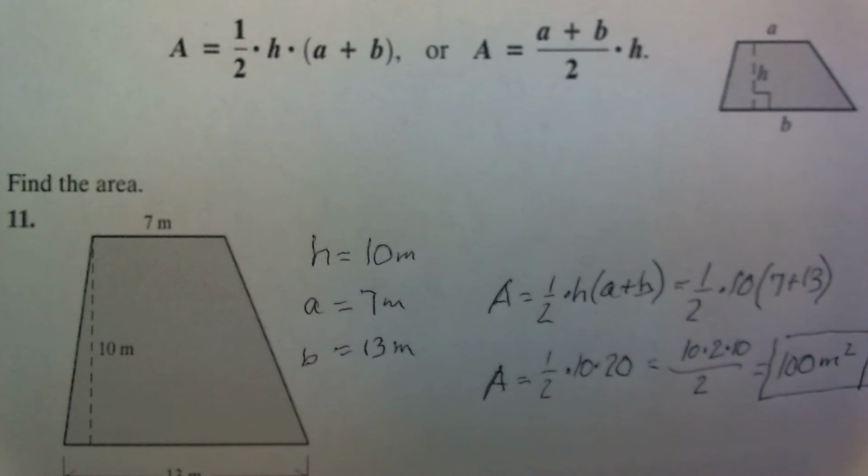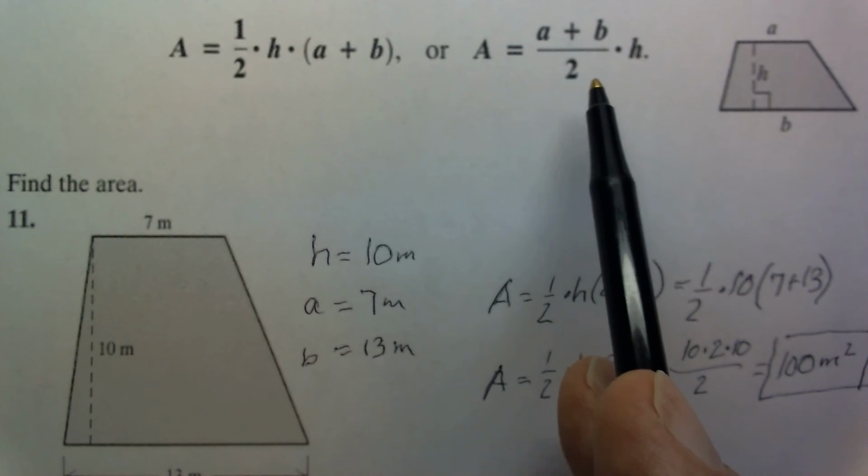And when you do your exercises, I recommend you write down what h and a and b are, just to have clarity about what the variables represent. And then plug them into the formula. Either the first one or use the second one.